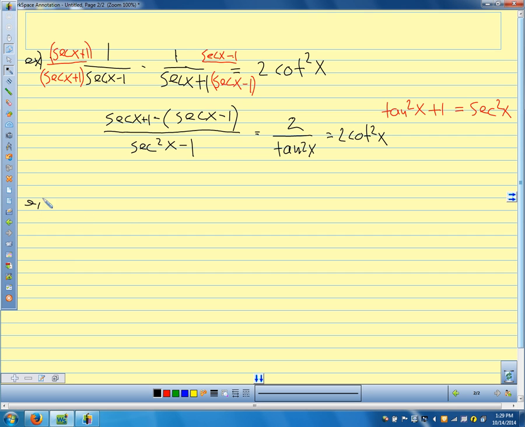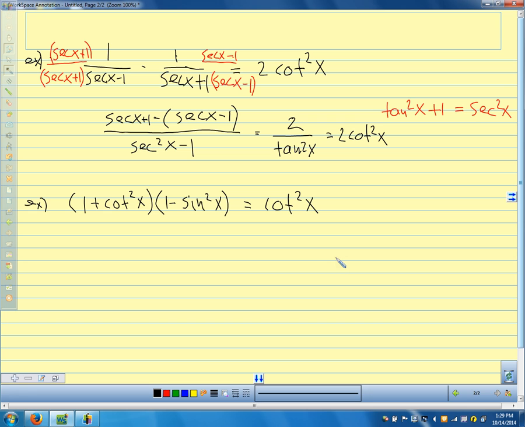All right, let's look at another one. Sometimes the ones that look intimidating are the easiest ones. So we want to verify this identity. So what could we do here? Which side do we want to work? Work the left, that's the most complicated side. So with the left, what would we do?